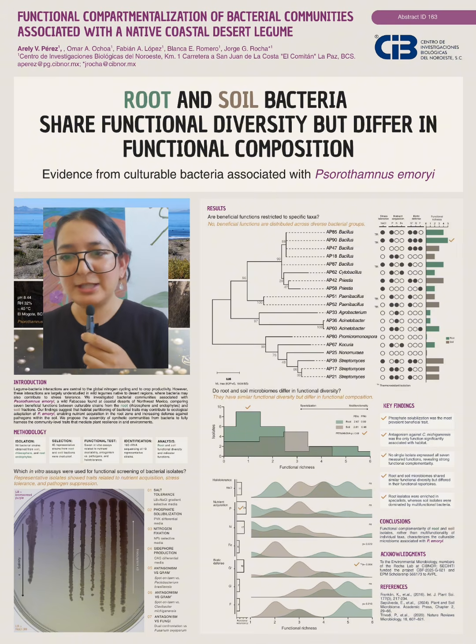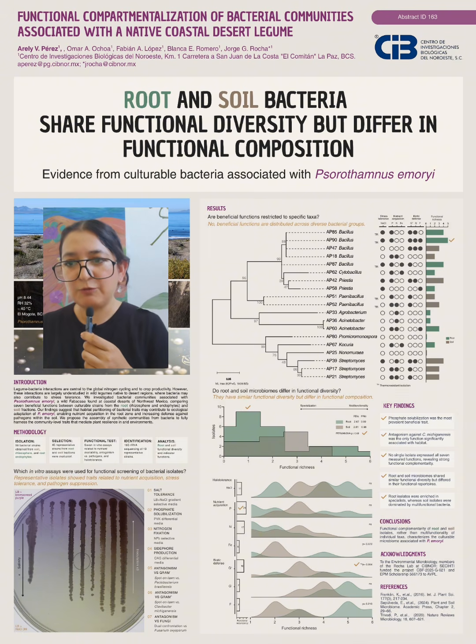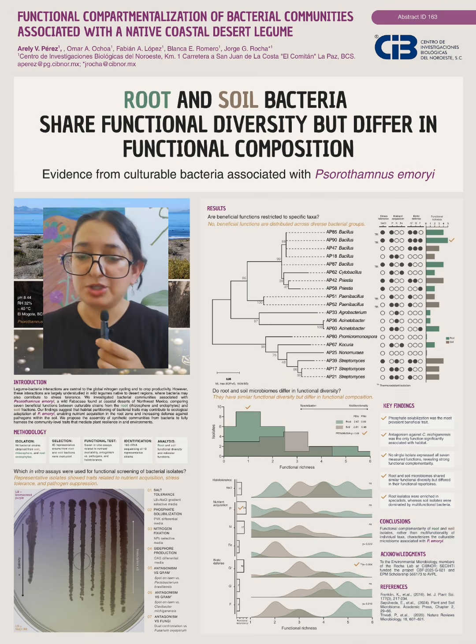Here, our phylogenetic trees showed that beneficial traits are not restricted to specific bacterial lineages. Instead, these functions are distributed across multiple taxa, suggesting functional redundancy. But when we compared the root and soil communities, we found that although both compartments, root and soil, showed similar levels of functional diversity, they differ in functional composition.